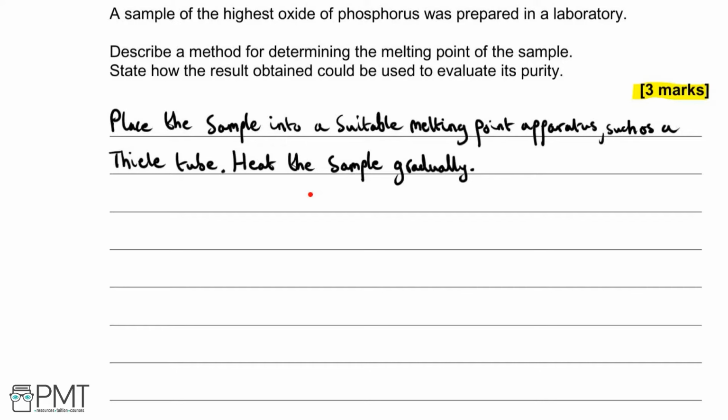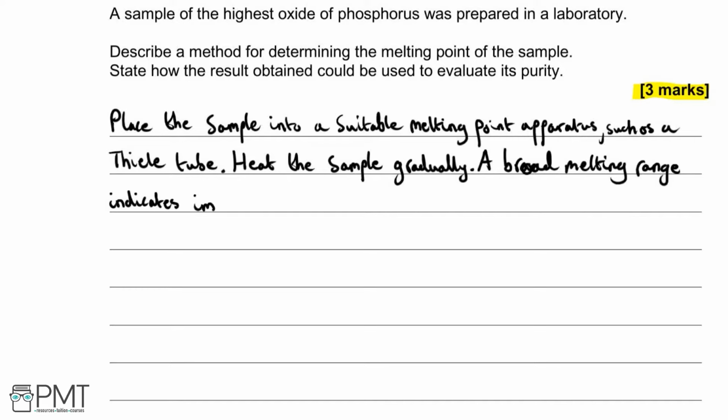Next thing we need to do, though, is explain how we could use this to evaluate how pure it is. And there's two ways we could do it. The first point about the purity is that a broad melting range, so if it melts over a wide range of temperatures rather than at a very specific, precise point, indicates that this is impure. It indicates impurities.